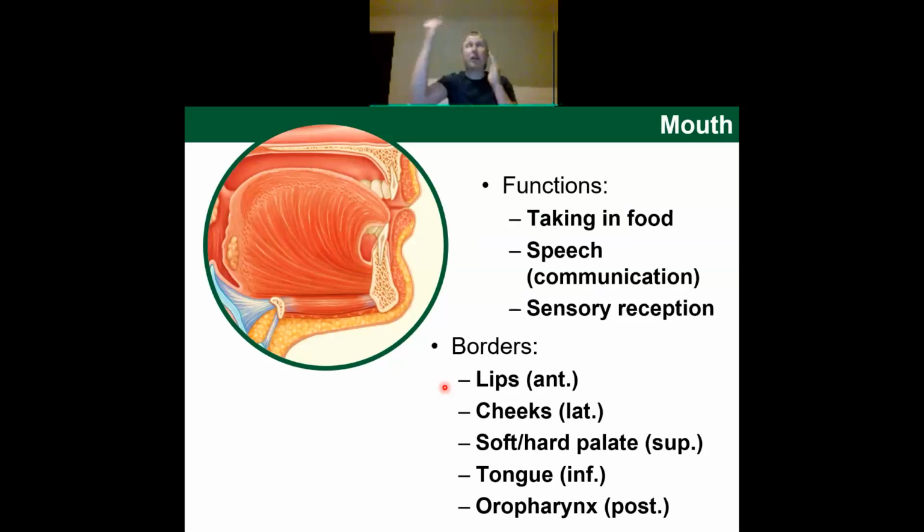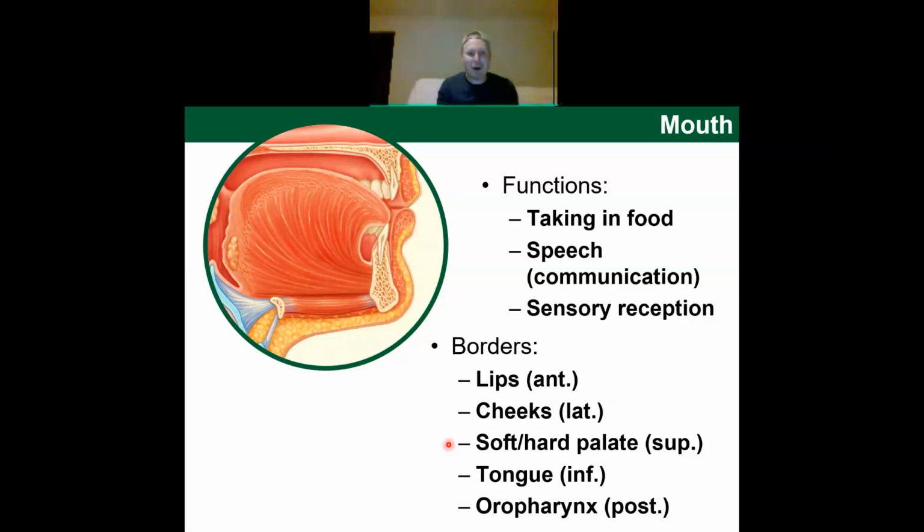Superiorly, so the top boundary of our mouth, is formed by the soft and hard palate. And you notice that the hard palate was the more anterior part, and it's hard because there's bone actually inside this tissue. And the soft palate was the posterior part, and right at the end of the soft palate we had the uvula hanging down. It just didn't fit into this diagram when I included it. So that's the superior, the top boundary of the mouth.